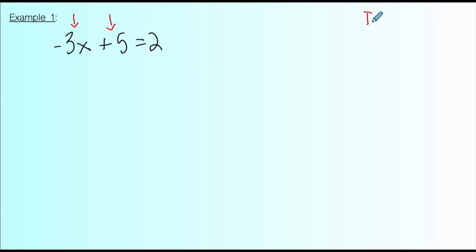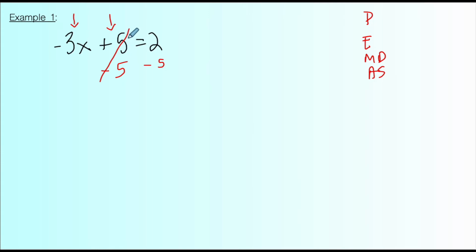Well, typically I'd be following PEMDAS, and I'm going to go backwards through that order. So the first thing I'm going to look for is, is there any addition or subtraction to take care of? And there is, so I'm going to do that first. The first thing I'm going to do is inverse the addition by subtracting 5. And inverse operations cancel out. Whatever you do to one side, you do to the other side. So 2 minus 5.